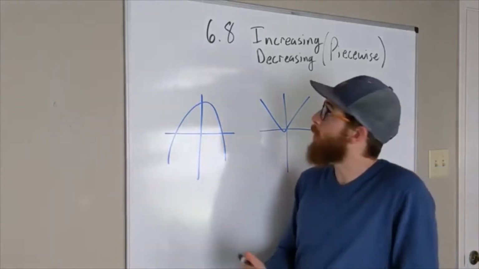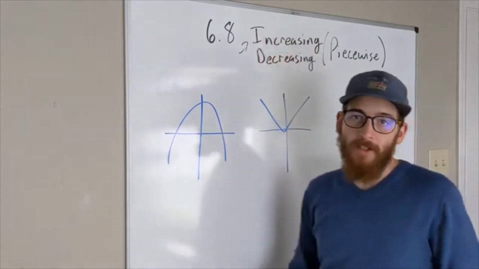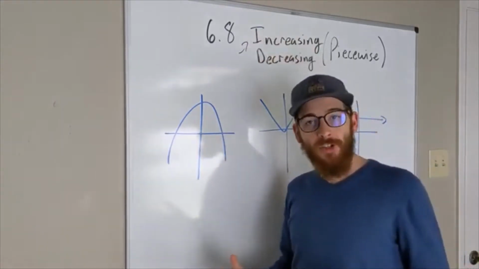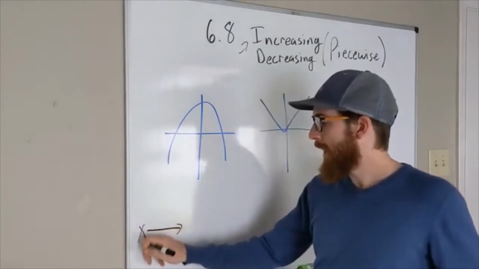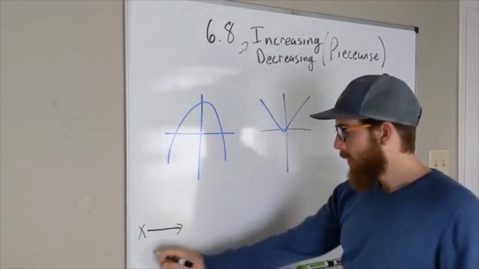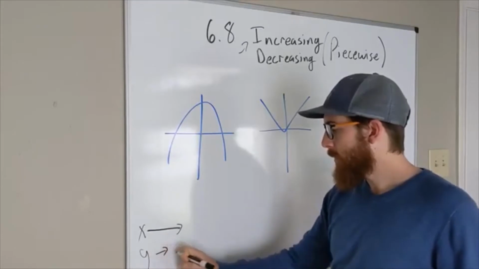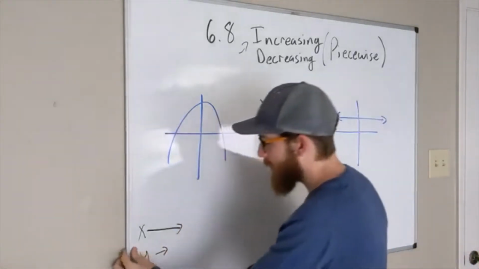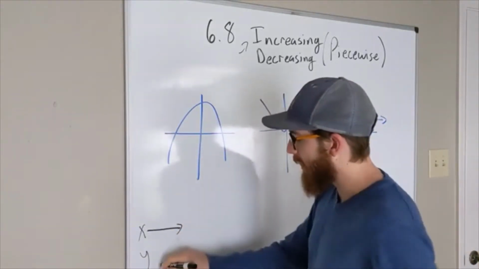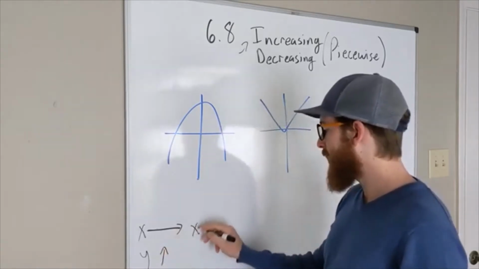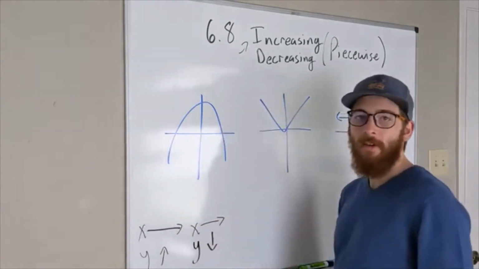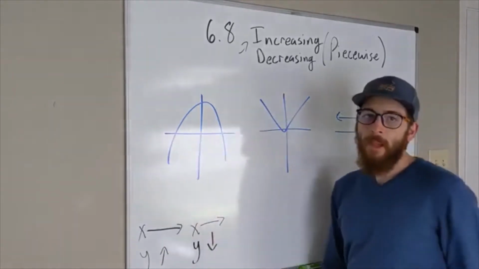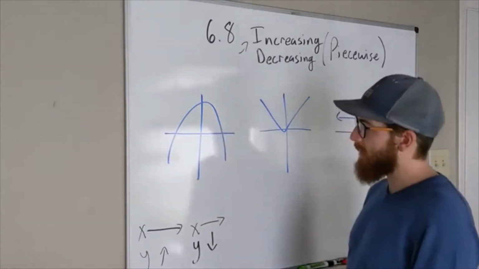And so what we're looking for when we say increasing is where is the function growing as x moves this way. So as x moves this way, y should be going up. That's increasing. As x moves this way, decreasing is y should be going down. It's just a very simple way of looking at increasing and decreasing.